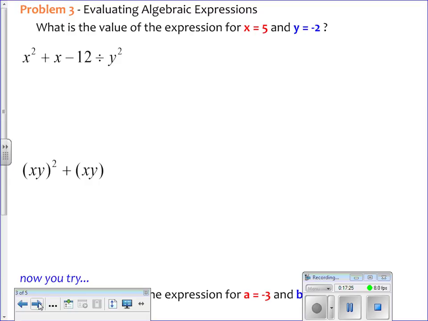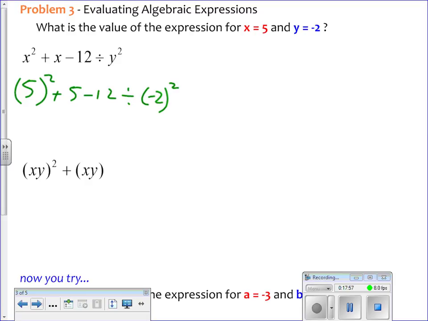So I take 5, put it in for x, so I have 5 squared plus 5 minus 12 divided by negative 2 for y squared. First step whenever you're doing evaluation, just plug the numbers in. Plug them in first. Don't simplify until you've written it down with the new numbers plugged in. Now you do order of operations and figure it out.